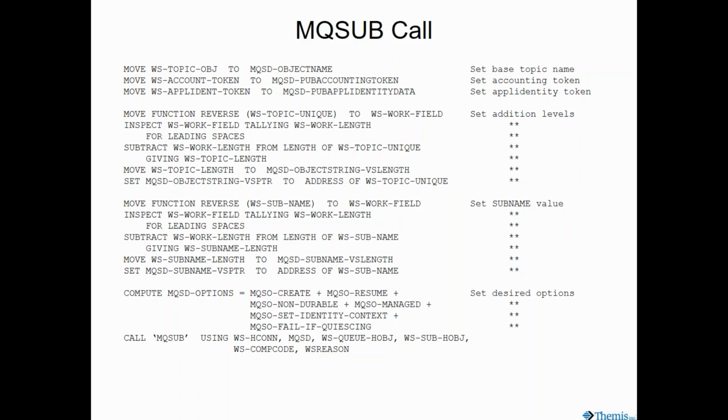And of course, I'm going to have it set identity context. In other words, I want it to pick up the context that has been supplied, the application identity and the accounting token. And of course, if MQ is in the process of being shut down, let's fail the command. And then call MQSUB: HCon, subscription descriptor, the Q object, the subscription object, those are both going to be supplied, and then comp code and reason code. So I have now subscribed to a particular topic.